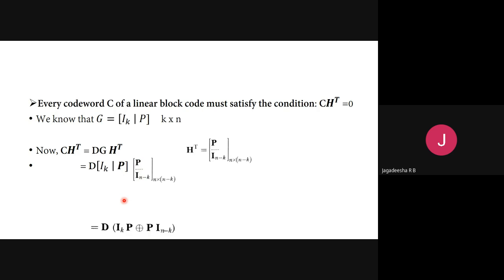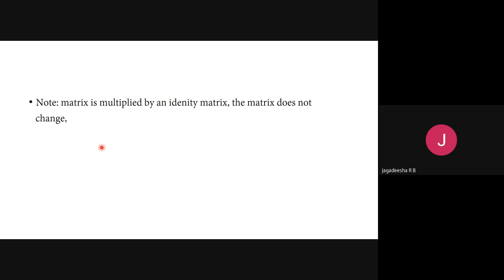Then we go on to simplify it further. There is a common mathematical property here: when a matrix is multiplied by an identity matrix, in the previous slide you see P multiplied by I, the value of P does not change because you are multiplying by an identity matrix.